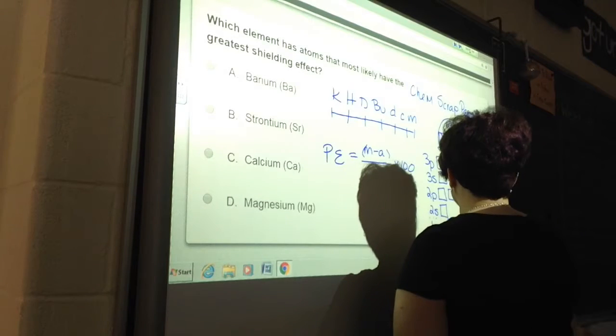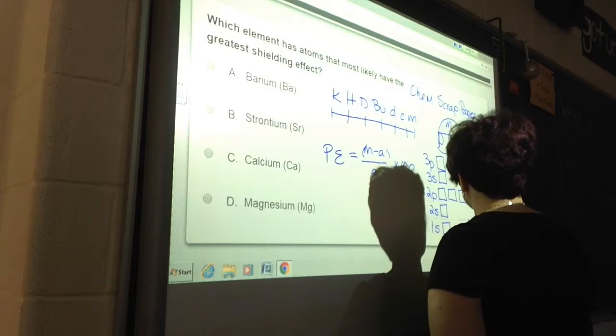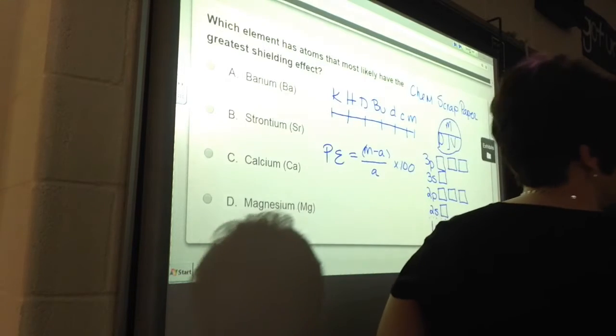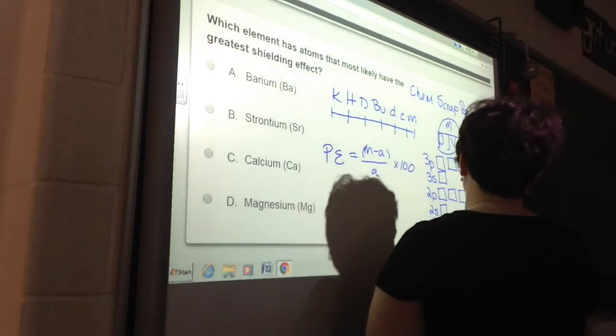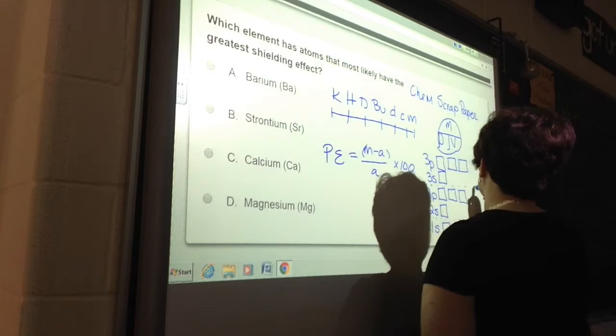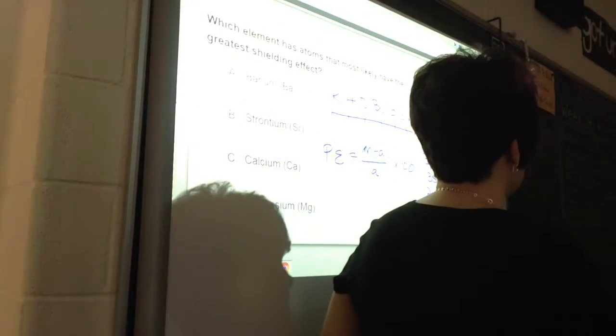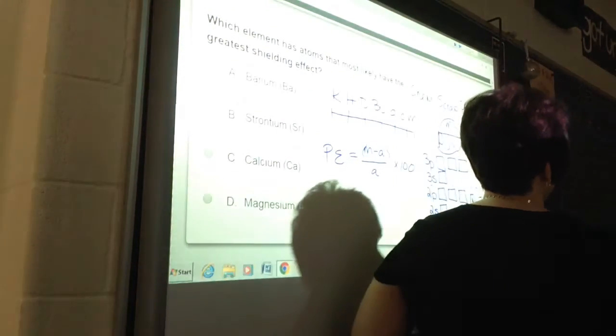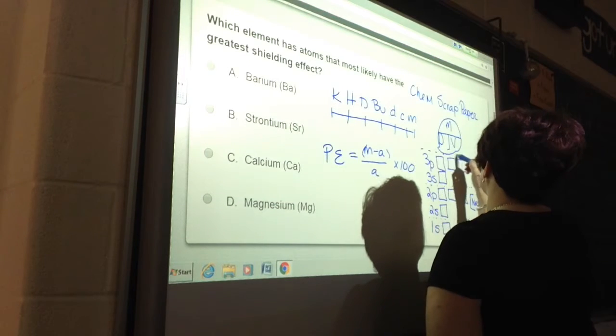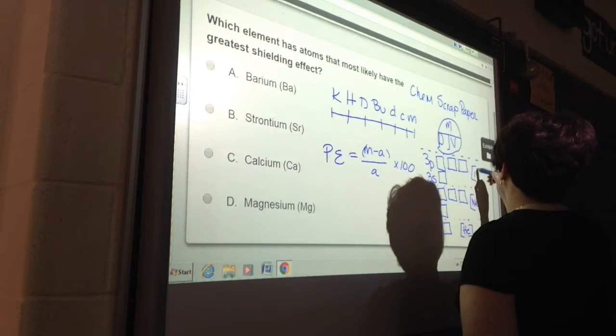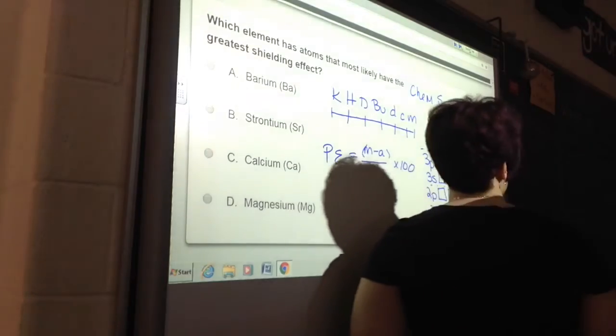Remember, this is helium. We get up to 10. This is neon. You get 8 more. This is argon.